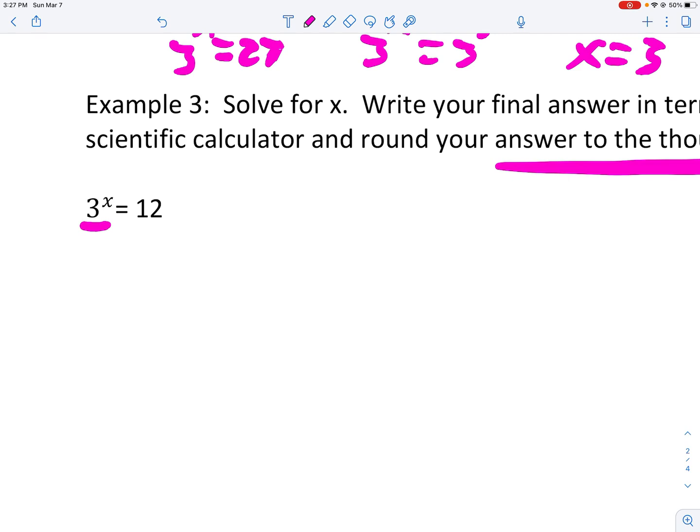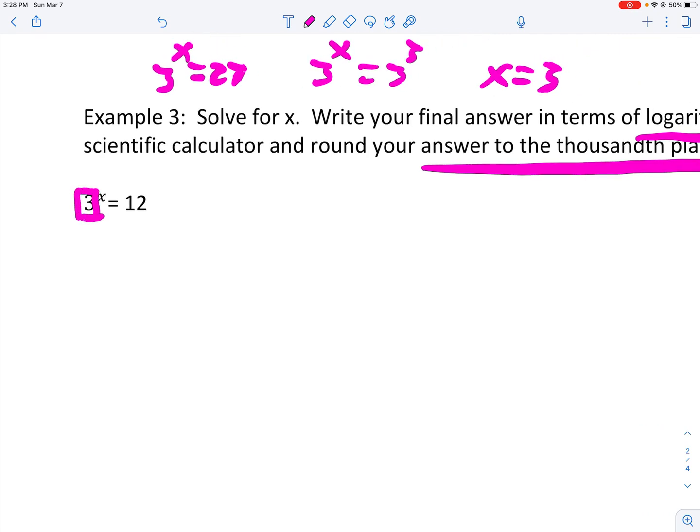Okay, so that's not going to help us. So we're going to use our calculator. But in order to do that, we want to get it into log form first. So we're going to have to kind of work backwards. Okay, so 3 is our base no matter what. So it'd be log base 3. Because now we're going backwards of 12 equals x. So we're putting it into log form.